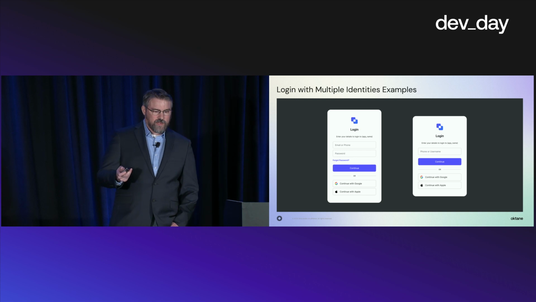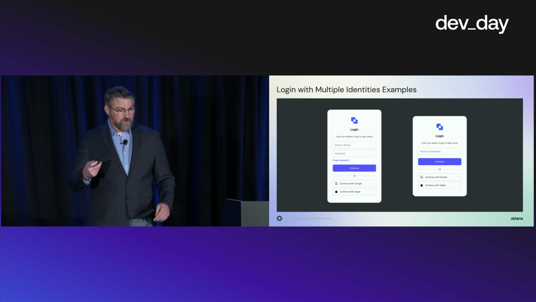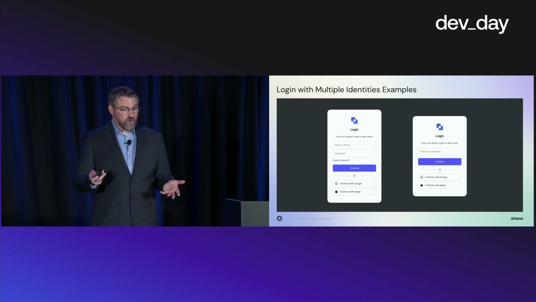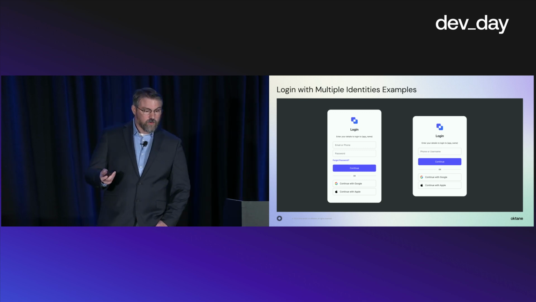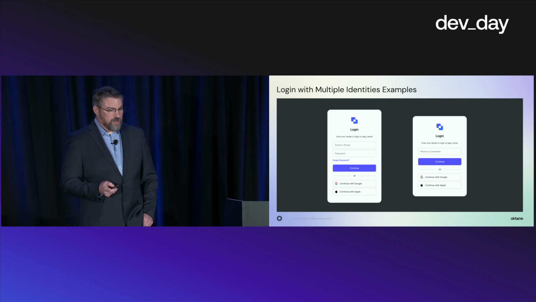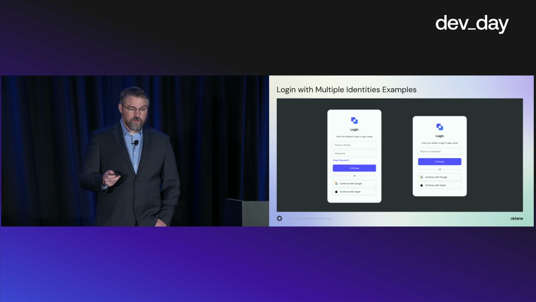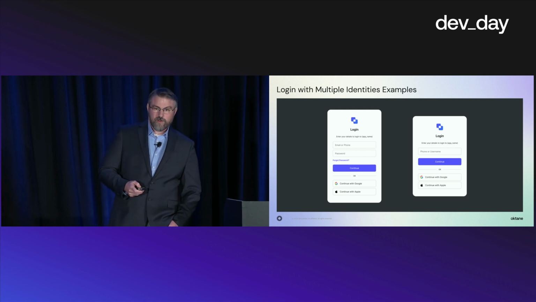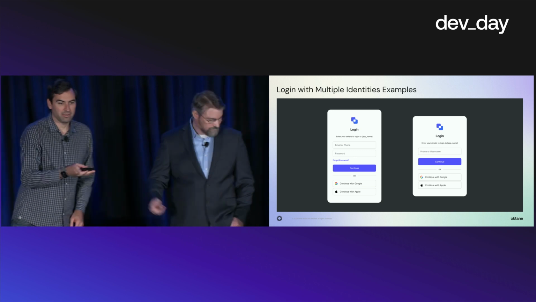Here are some examples of login experiences where multiple identifiers are allowed. The screen on the left shows an experience where you've configured the ability for a user to log in with either a phone number or email address. And the screen on the right shows an experience where the user can log in with a phone number or username using our identifier first login page configuration option. Next, we'll show some cool stuff you can do with password reset and extensibility. Over to you, Darin. Thanks, Aaron.